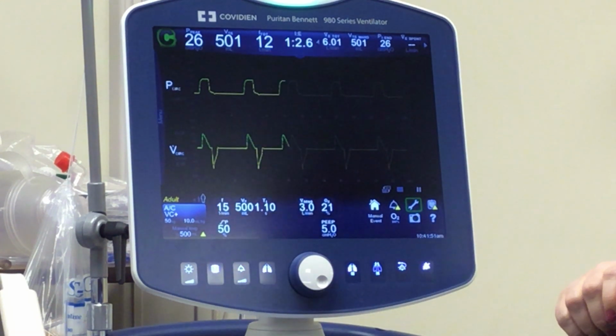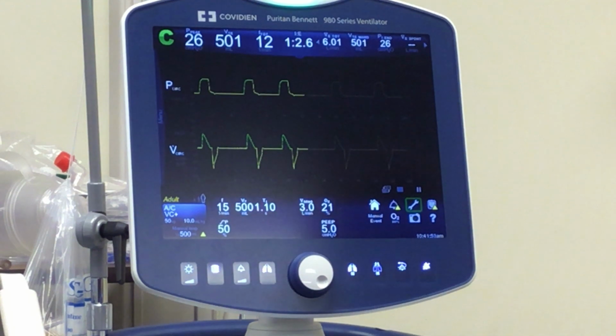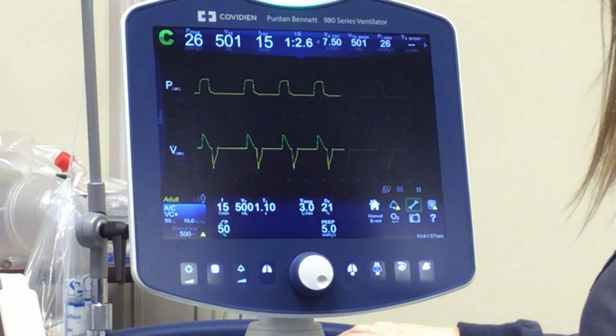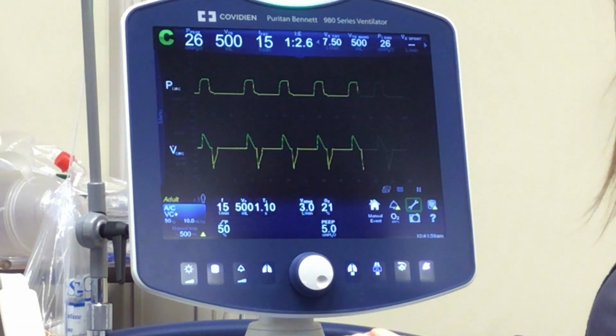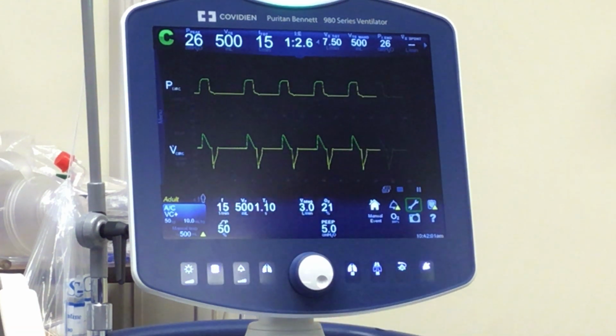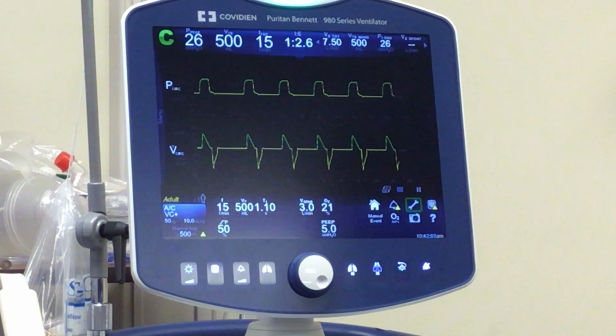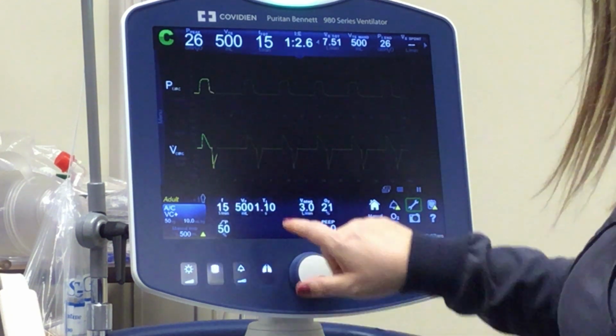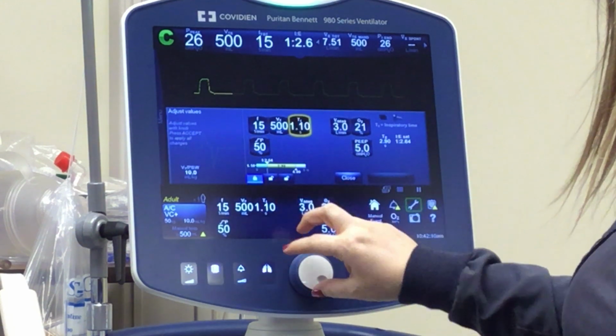All right. Another thing we have to control or set is the I time. And what should the I time be set at initially on a ventilated patient? 1 to 1.3. Okay. Can you set the I time to 1.0? All right, you go to TI over here. Okay.